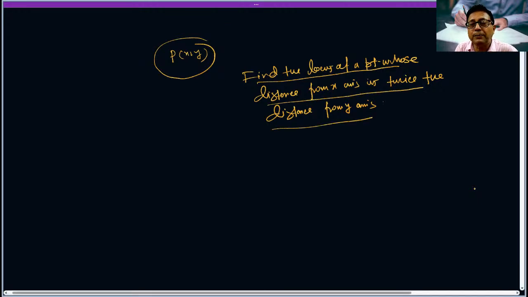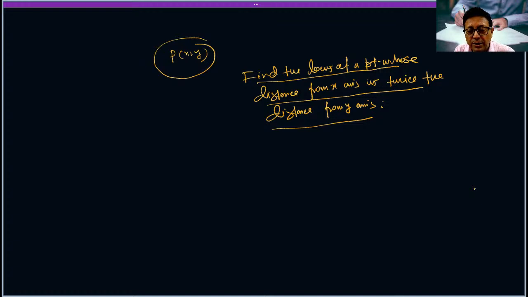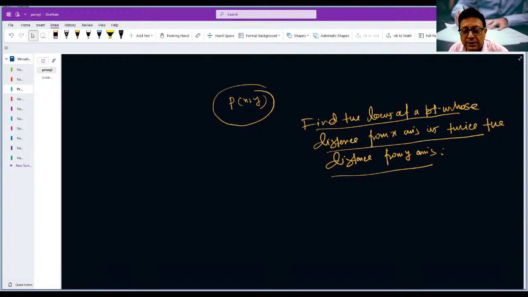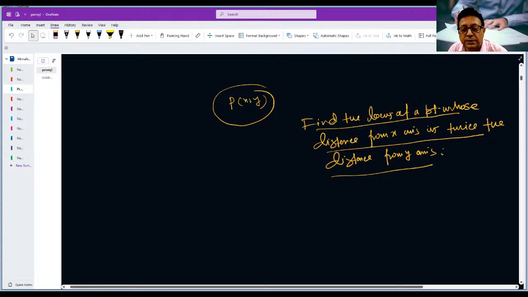So you take the movable point as (x, y), or you take the movable point as, just a minute. Yeah, I hope you are able to see the screen now.